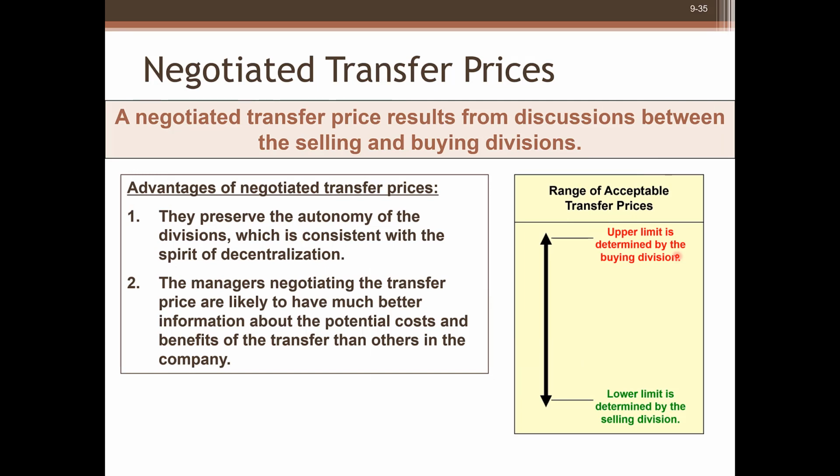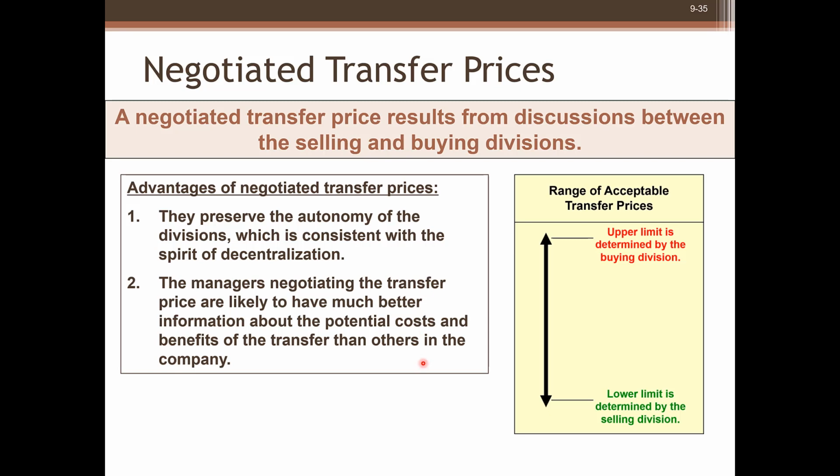Let's first take a look at negotiated transfer prices. A negotiated transfer price results from discussions between the selling and buying divisions. Negotiated transfer prices provide two benefits. First, they preserve the autonomy of the divisions, which is consistent with the spirit of decentralization.